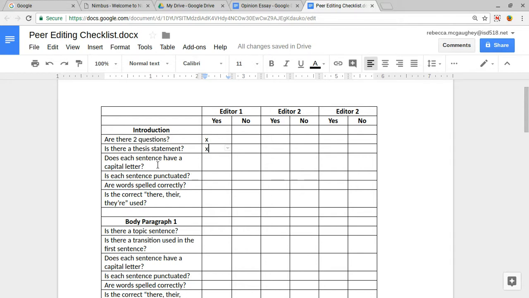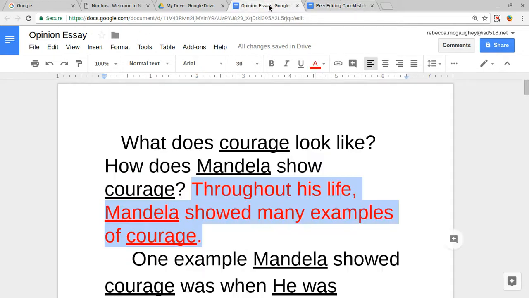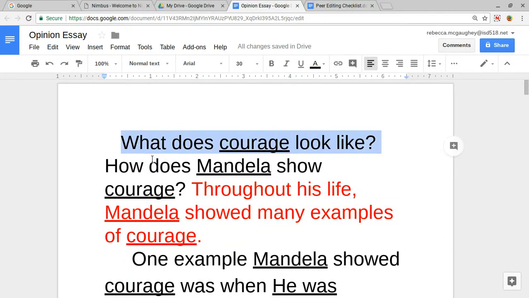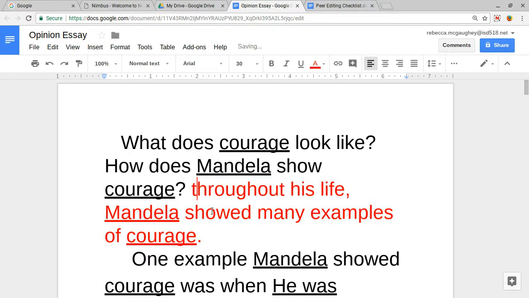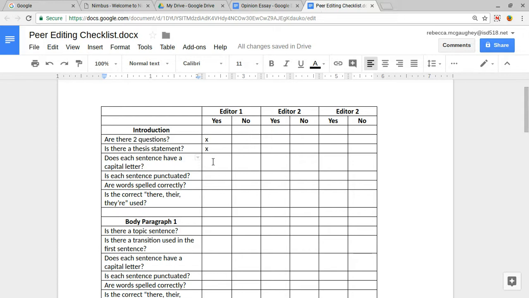Okay, so I'm going to keep going. Does each sentence have a capital letter? Here's my sentence 1, capital letter. Here's my sentence 2, capital letter. Here's my sentence 3, capital letter. If they didn't have that third sentence capitalized, when I go back to my peer edit, I can't mark yes because it says does each sentence. So then I would have to mark no.